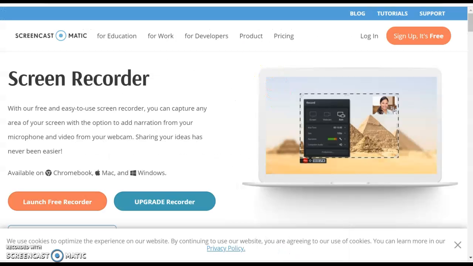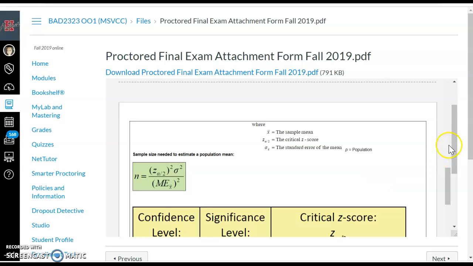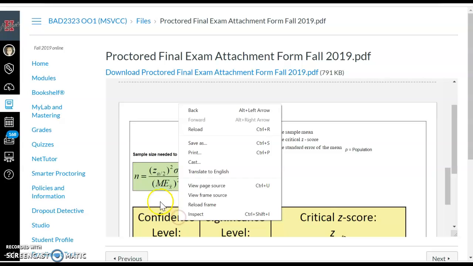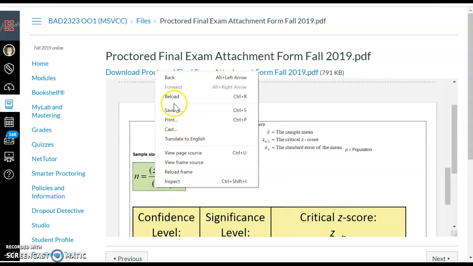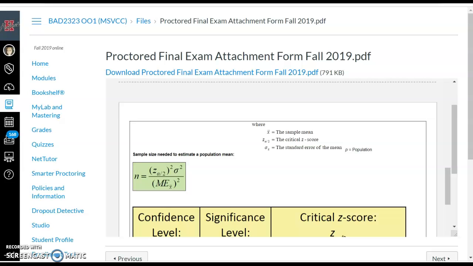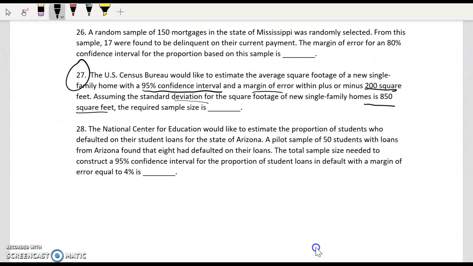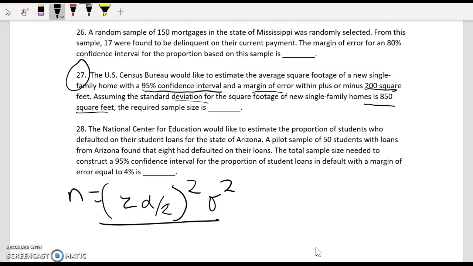So if you look on your proctored exam formula sheet, this is the formula for the sample size needed to estimate a population mean. So this is the formula we're going to use. So let's go back and let's work this and plug in all the information. N equals the z-score for the confidence interval squared, and then the standard deviation squared over the margin of error squared.